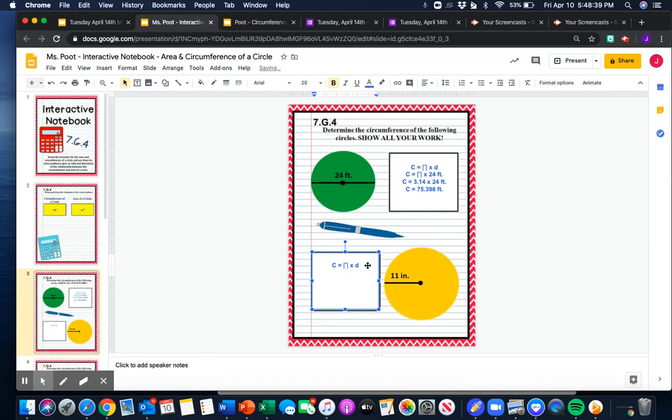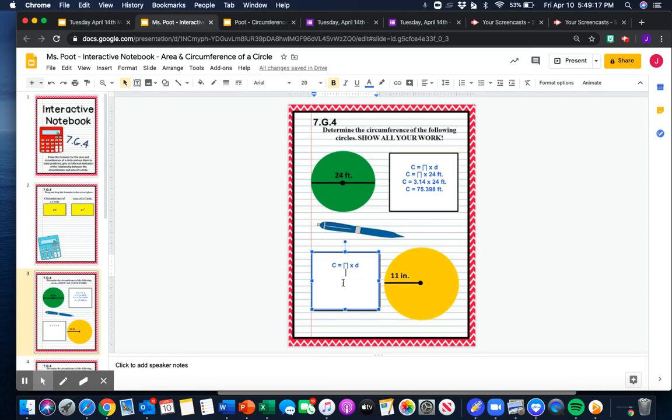All right, now I need to know d. Now let's take a look at the circle. Did they give us the diameter? The answer is no. They gave us the radius. Radius is half of the diameter. So if I know that this is half, how can I get the entire thing? Well, I can take the number they gave me and multiply it by 2. 11 times 2 is 22. Therefore, the diameter is 22 inches.